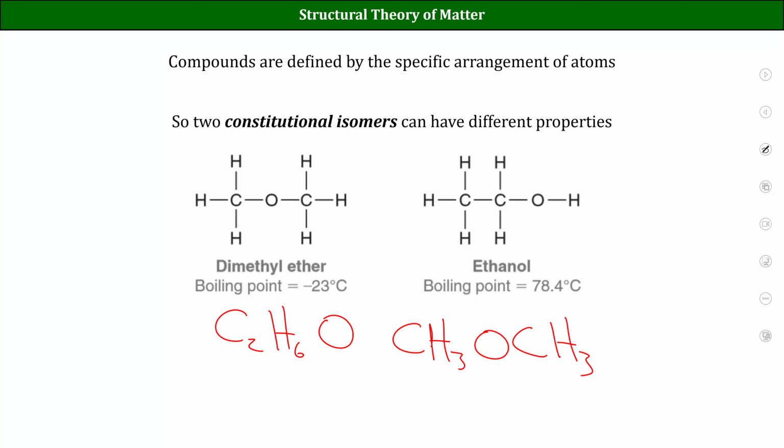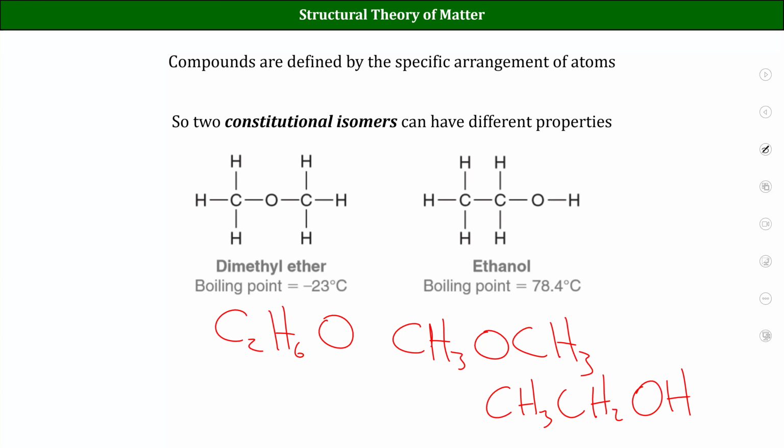CH3OCH3 versus CH3CH2OH. Those are both unambiguous. Part of the reason we use the condensed structure is so that we can differentiate between the isomers.